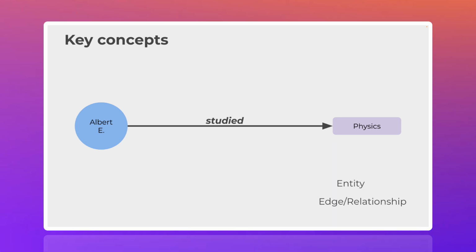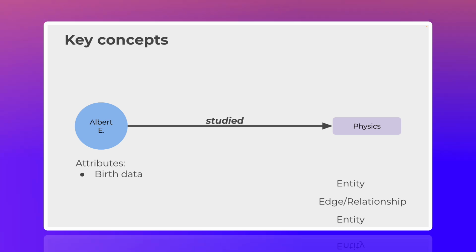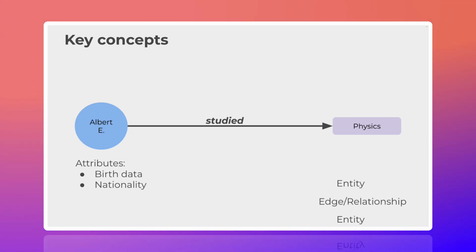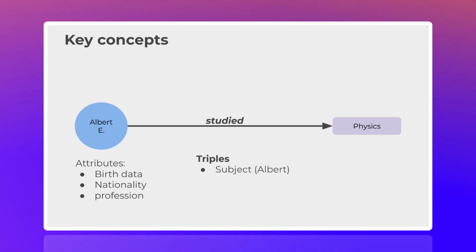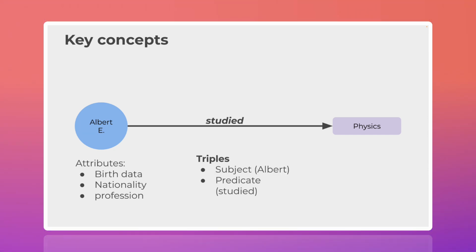Okay, so let's continue here. We know that we have these entities, an edge or relationship, and another entity. So entity, we have the edge, and then we have another entity. And we also have, like I said earlier, attributes. So these nodes, these entities, could have attributes, essentially properties that are part of the node or the entity. So Einstein has a birth date, nationality, and a profession. We say that the subject is going to be Albert, the predicate is going to be studied, and the object is going to be physics.